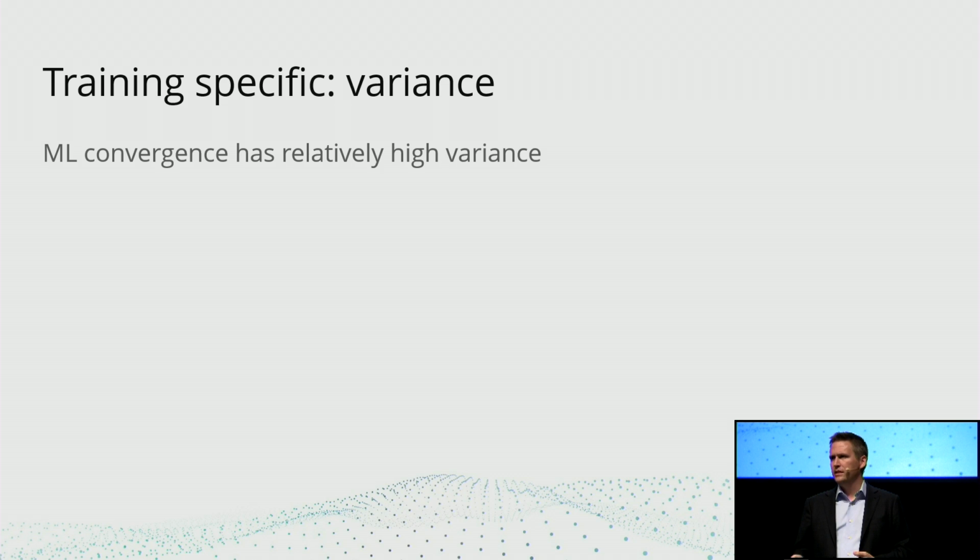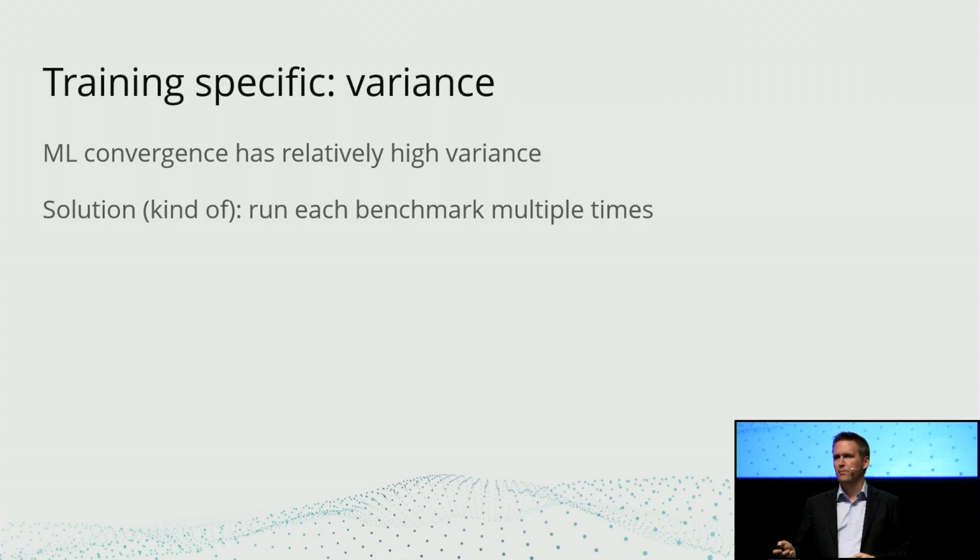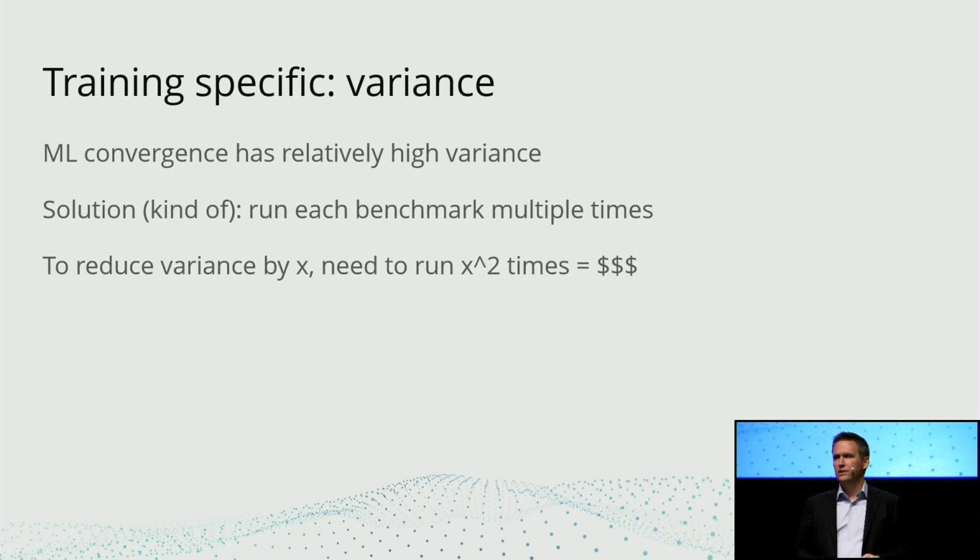Another challenge is variance. ML convergence is high variance. Models take different number of epochs over different runs. Exactly the same setup, different random weight initializations, different number of epochs. So our solution is to run each benchmark multiple times, drop the low and high scores, and average the rest. This is kind of a solution.